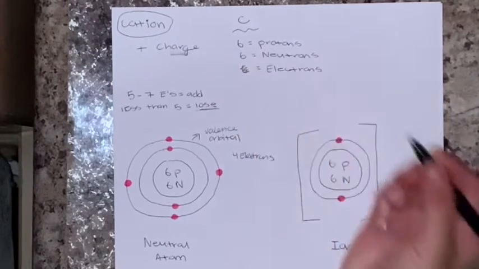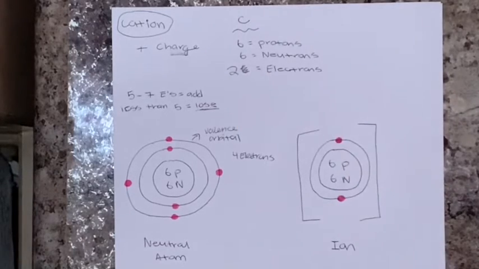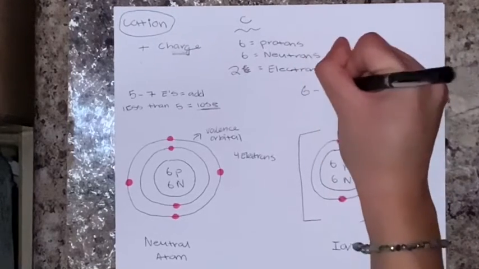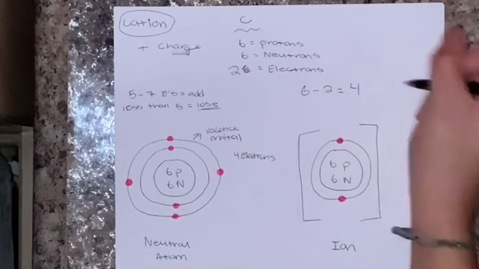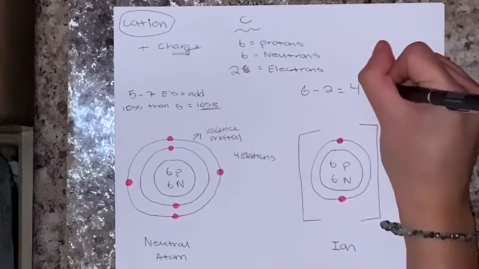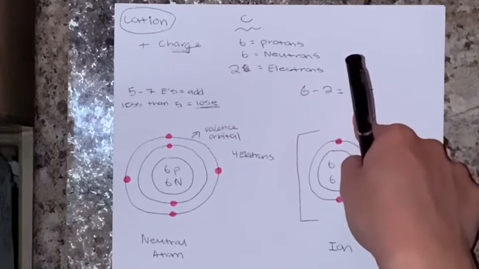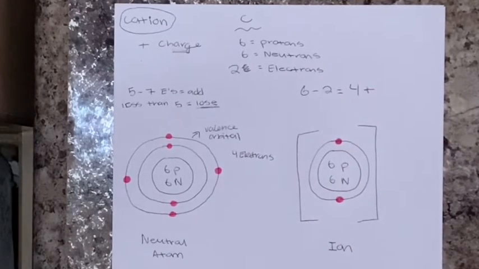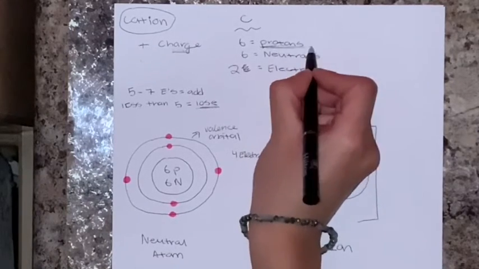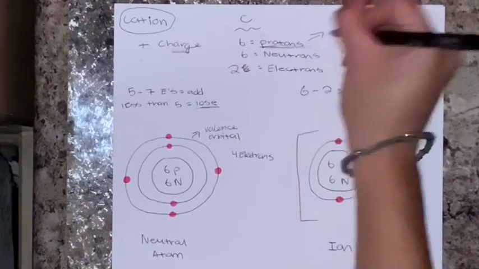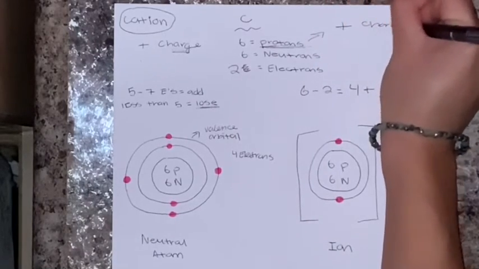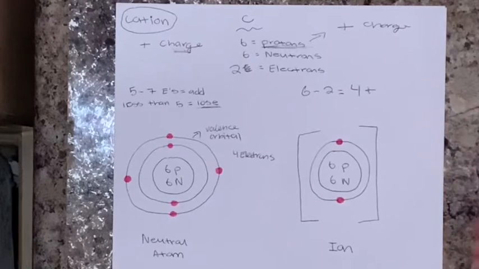And so now we don't have 6 electrons, we have 2 since we lost 4. And so now we have a charge of positive 4. So it's a cation because it has a positive charge of 4, and it gets its charge because there's more protons now. There's 6 protons and there's 2 electrons, so there's more protons than electrons, which makes a positive charge.